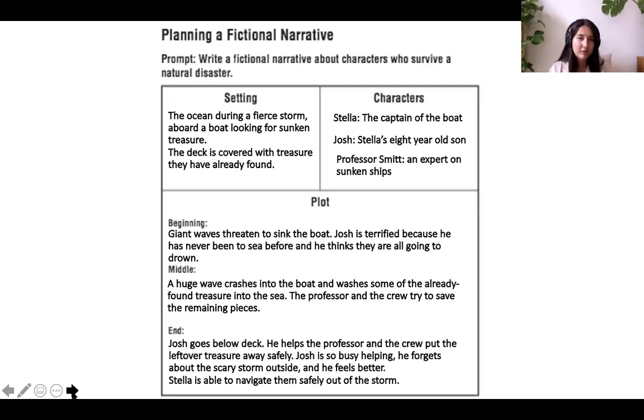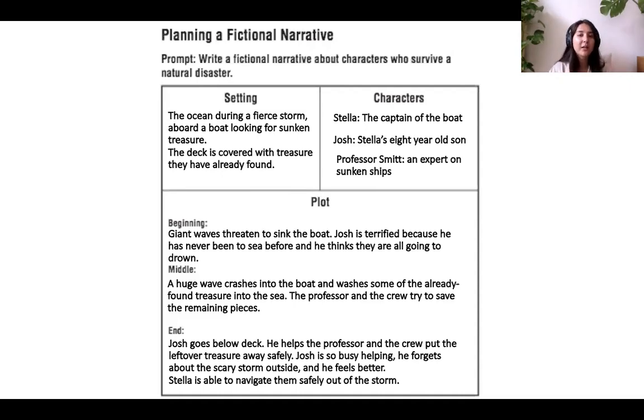Now, this is not my story. This is just the plan. So it took me quite a while to come up with this, actually. It took me about 20 minutes because I was thinking of other ideas that aren't in here that I will add to my story. So this is what I want you to do for homework. I want you to spend about 20 to 30 minutes coming up with a story about characters who survive a terrible storm, a tsunami, an avalanche, a volcanic eruption. It's up to you. I want you to make sure that you write down your setting. Now, please make sure your setting doesn't say a house in a field. As you can see how detailed my setting is: my setting is the ocean during a fierce storm aboard a boat looking for sunken treasure.